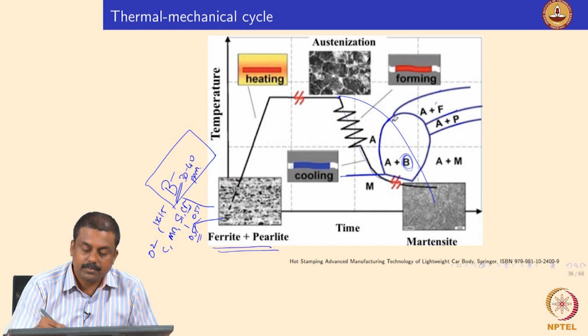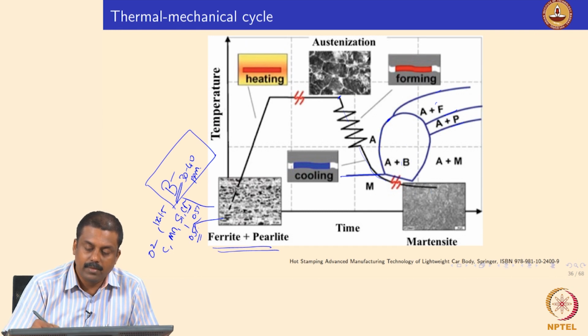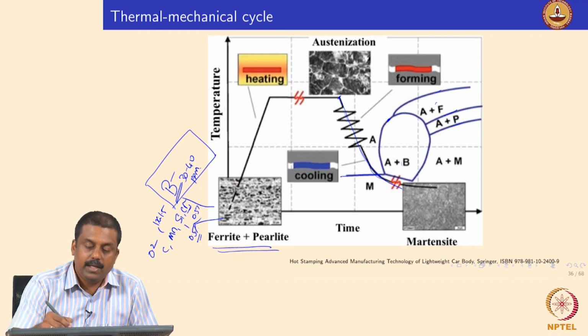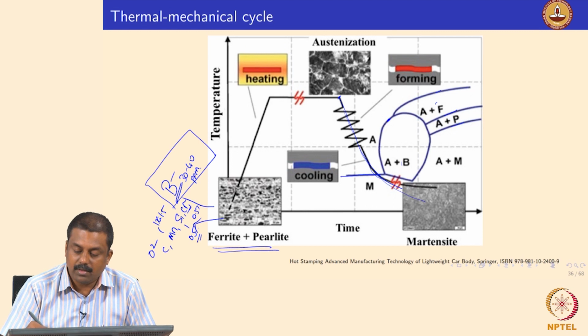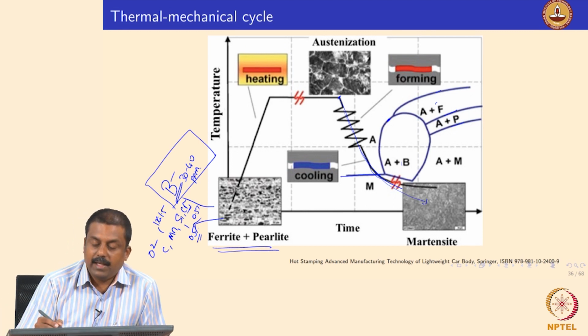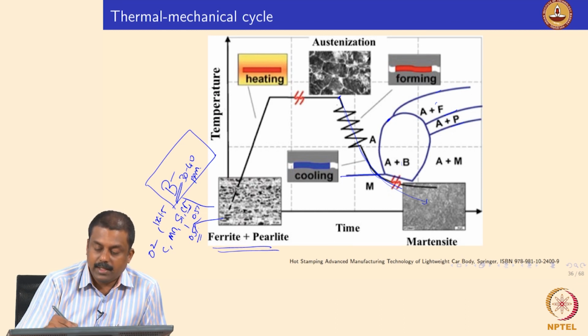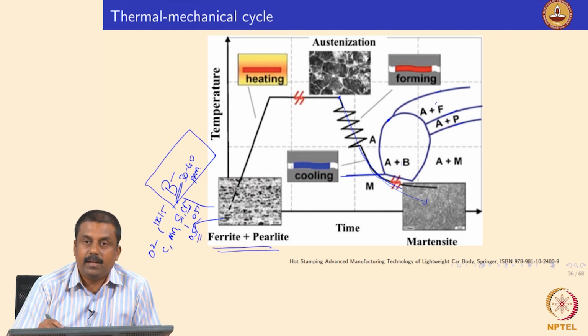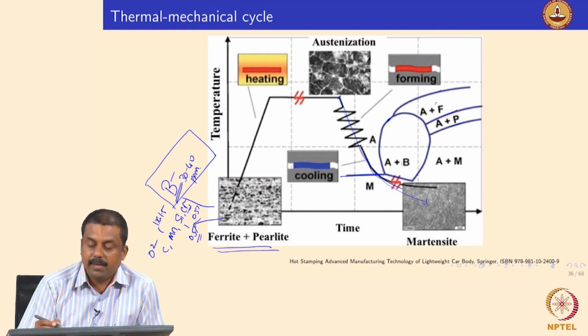So, we need to make sure that the steel is cooled above the critical cooling rate needed for martensite formation, so that your austenite completely transforms to a martensitic microstructure. As I explained in the CCT diagram, in order to get a complete martensitic microstructure, we need to increase the hardenability of the steel significantly. So, what do you mean by hardenability?